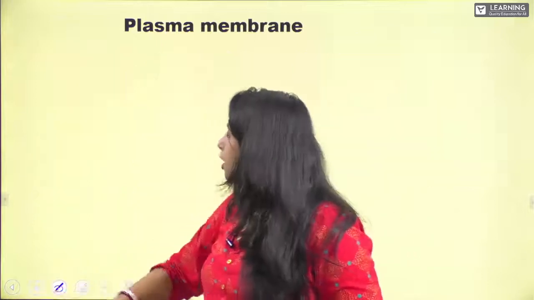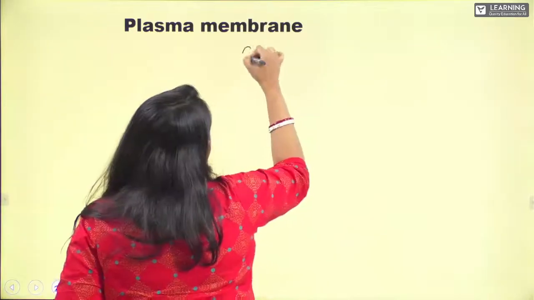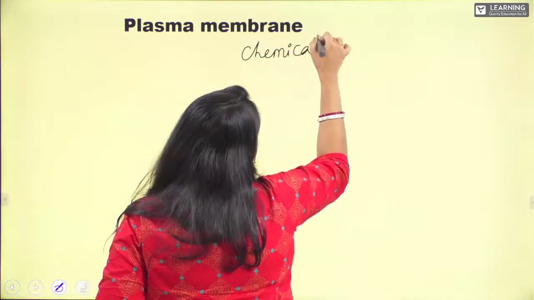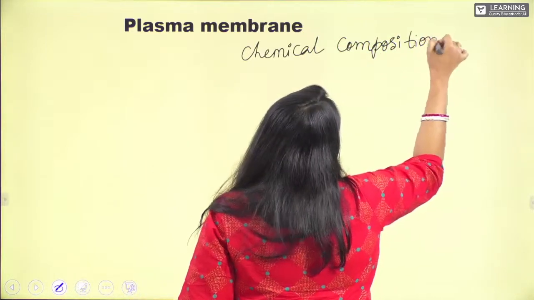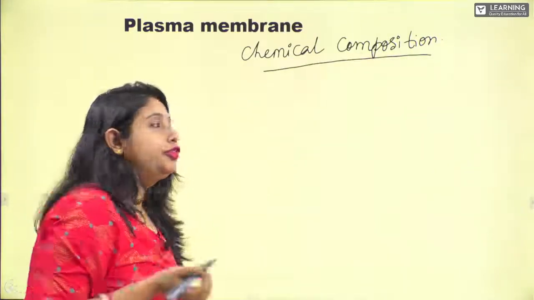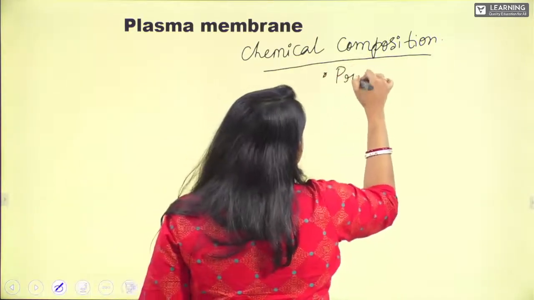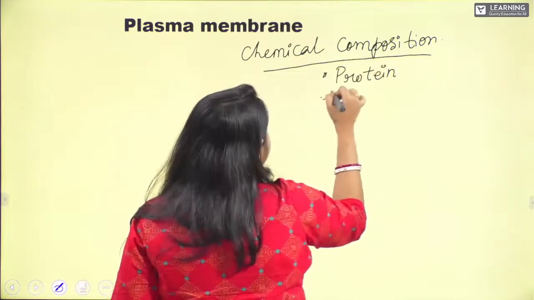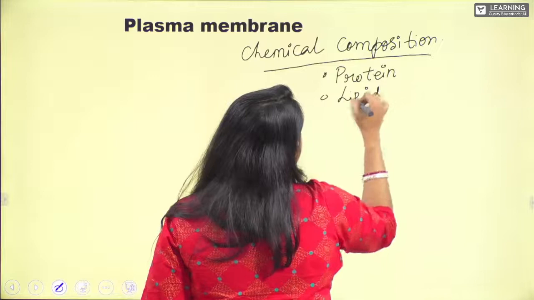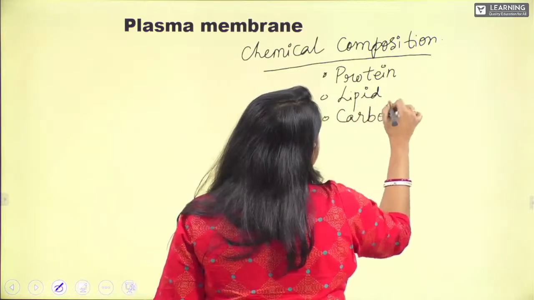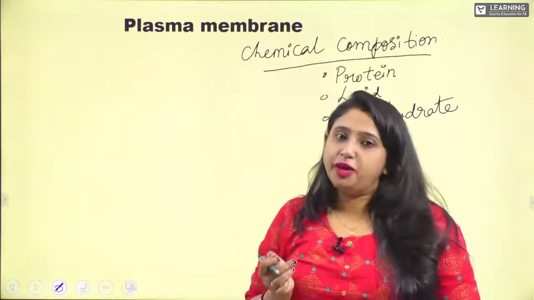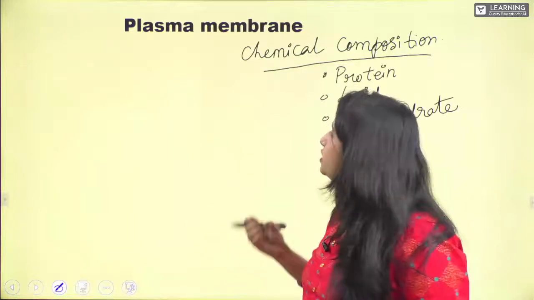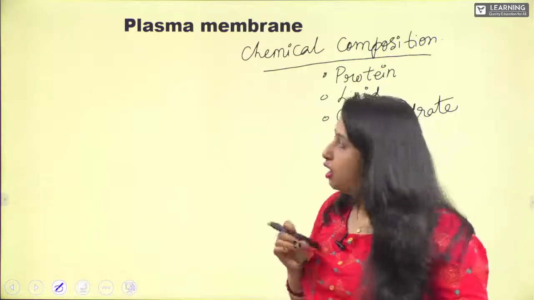Now, talking about the chemical composition of the plasma membrane. What is the chemical composition? The plasma membrane is made up of protein, lipid, and carbohydrate, okay? So when we see the structure of the plasma membrane, it is made up of various chemical constituents like proteins, lipids, and carbohydrates.